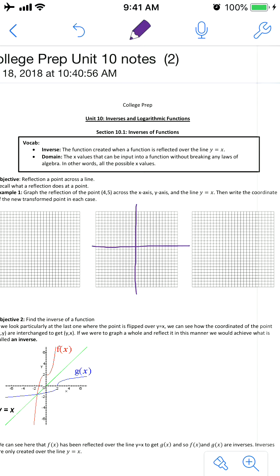So example 1 here. Graph the reflection of the point (4,5) across the x-axis, the y-axis, and the line y = x. Write the coordinate of the new transformed point in each case.